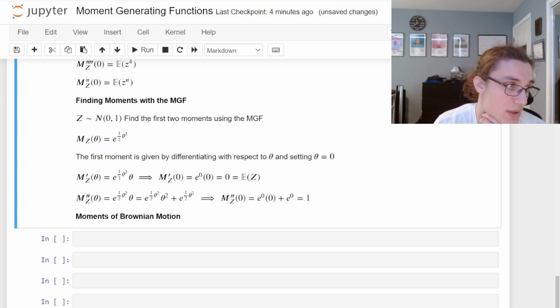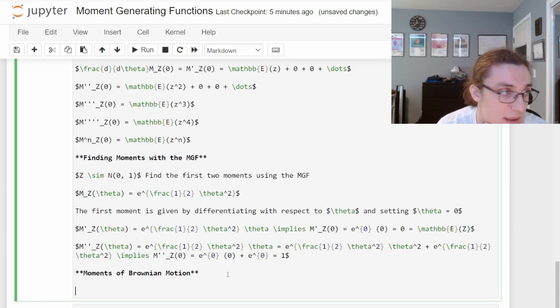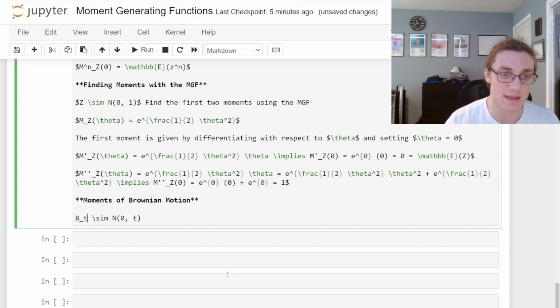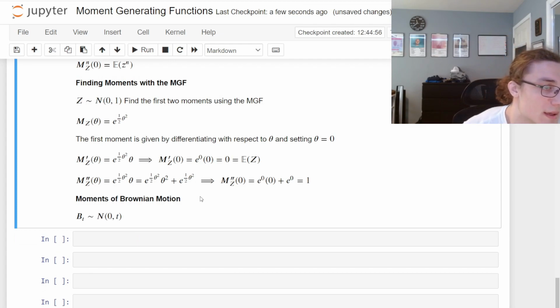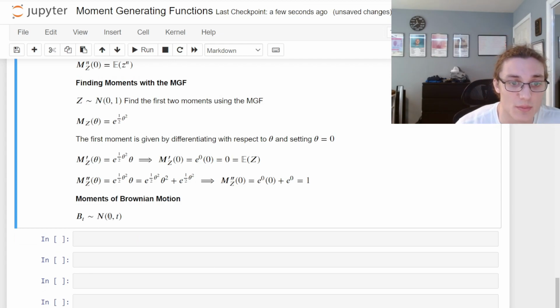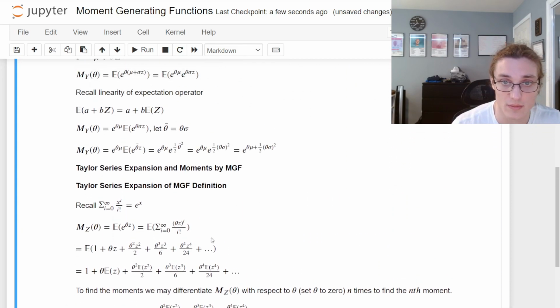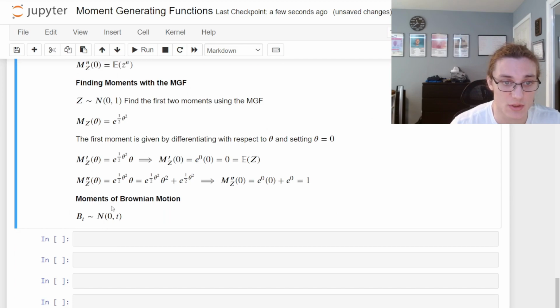So now what I would like to do is pivot to applying this to the first 2 moments of Brownian motion. I want to say that B is going to be a standard Brownian motion, distributed normally with a mean 0 and a variance of t. We can index this as B of t. Now we can find the first 2 moments. We should get 0 and t using the general formula for the moment generating function given by this guy here. Okay, so let's do this.